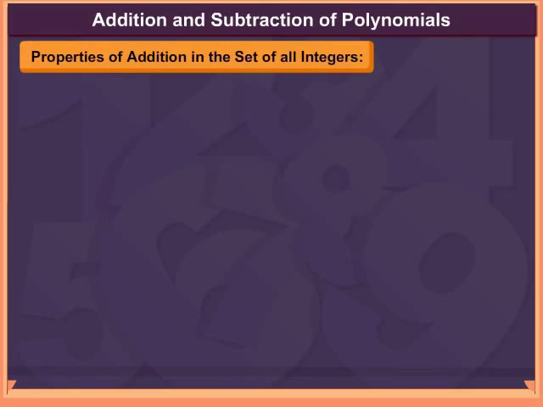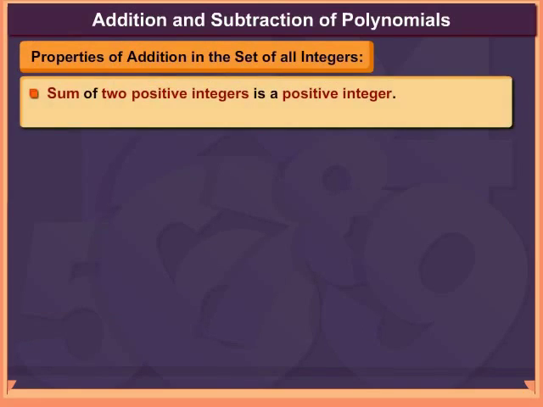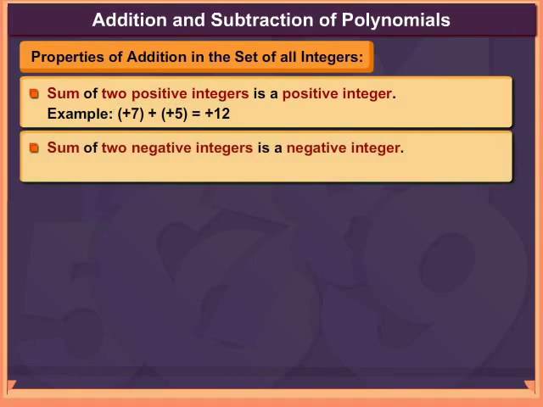Let us take a look at the properties of addition in the set of all integers. First, the sum of two positive integers is a positive integer. For example, plus 7 plus 5 is equal to plus 12. Second, the sum of two negative integers is a negative integer. For example, minus 7 plus minus 5 is equal to minus 12.